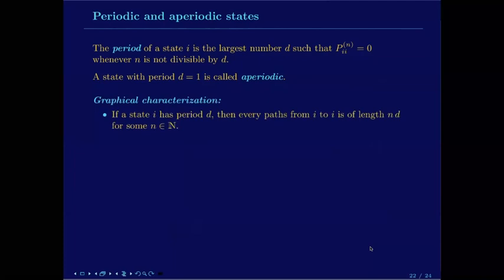In the graph, this means if a state has period d, then every path from i to i is of length nd, so its length is a multiple of the period d. And then this implies that in a class, all states must have the same period. So periodicity again is a class property.